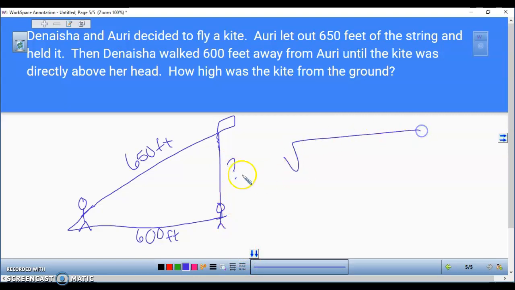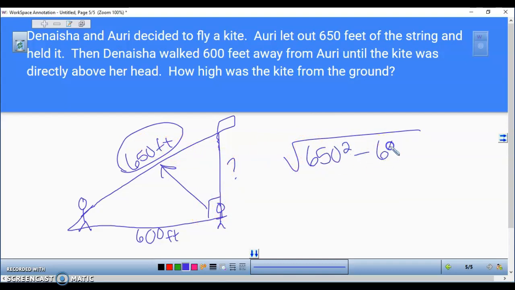So since we're missing the hypotenuse, we're not missing the hypotenuse. I have the hypotenuse. I'm missing a leg. I'm going to use the shortcut, the hypotenuse squared minus a leg squared. And that's going to take me right to my C value there, which is exactly 250 feet. So that's it there. This is exact, no rounding needed. So the kite is 250 feet up in the air.